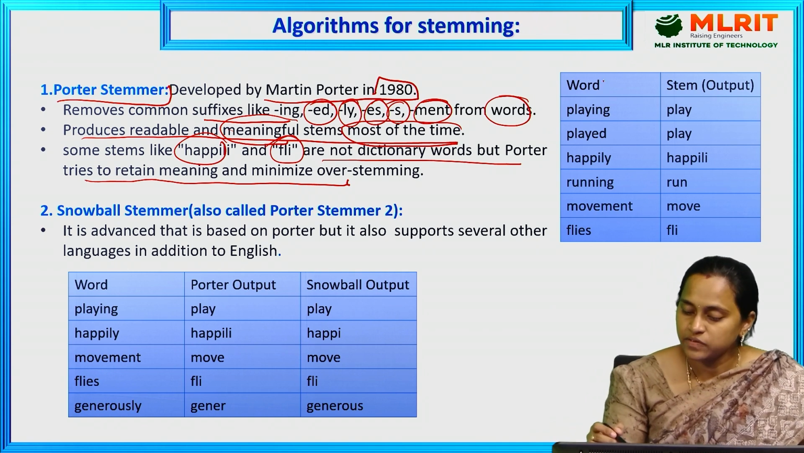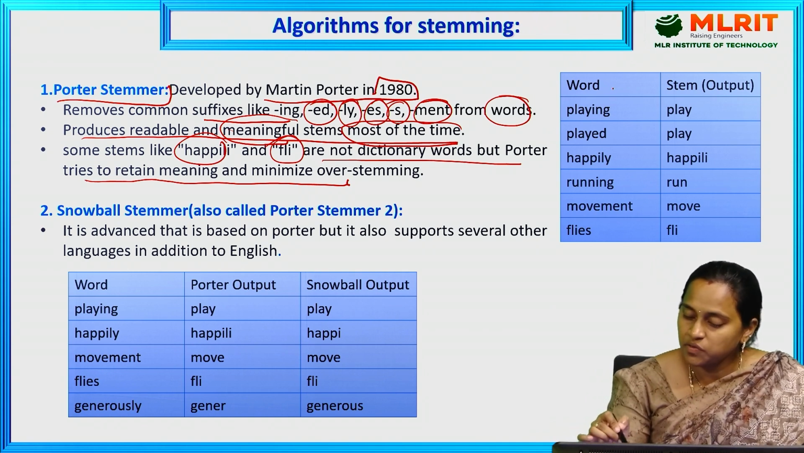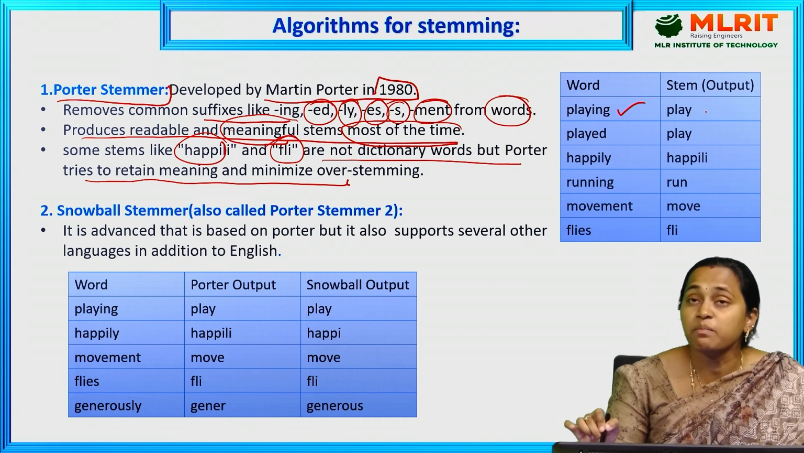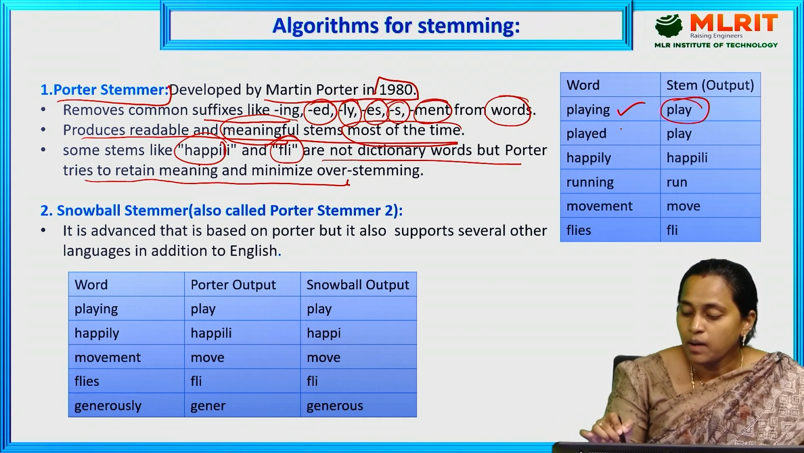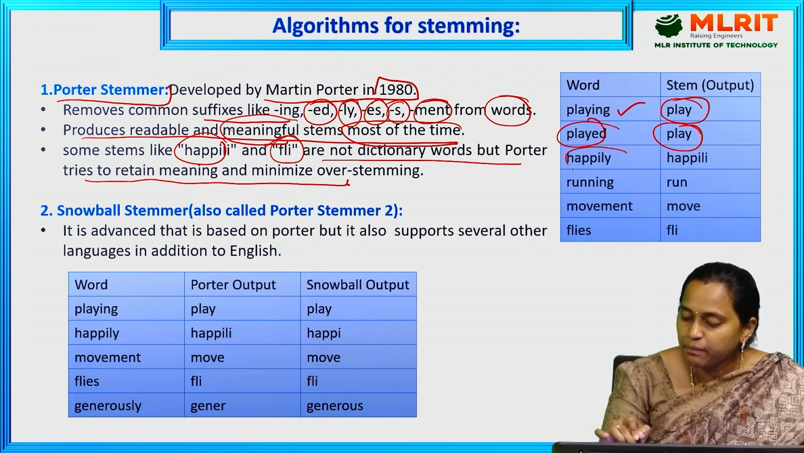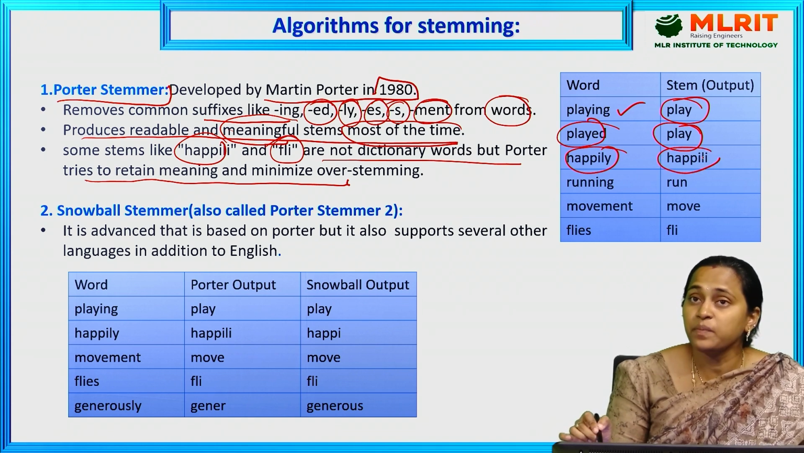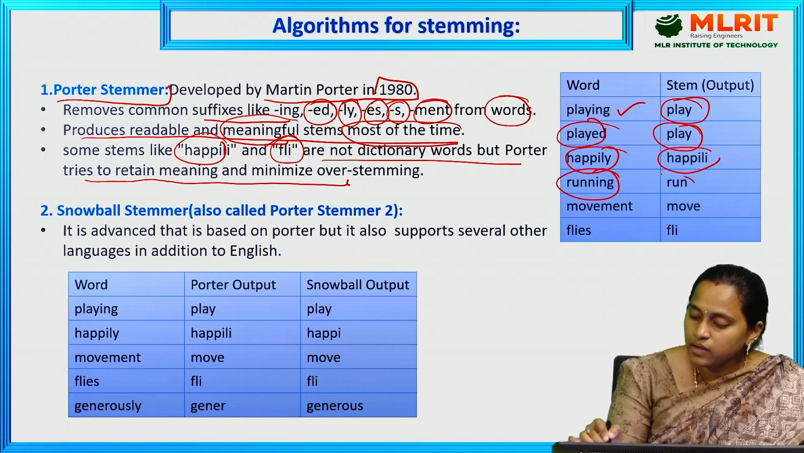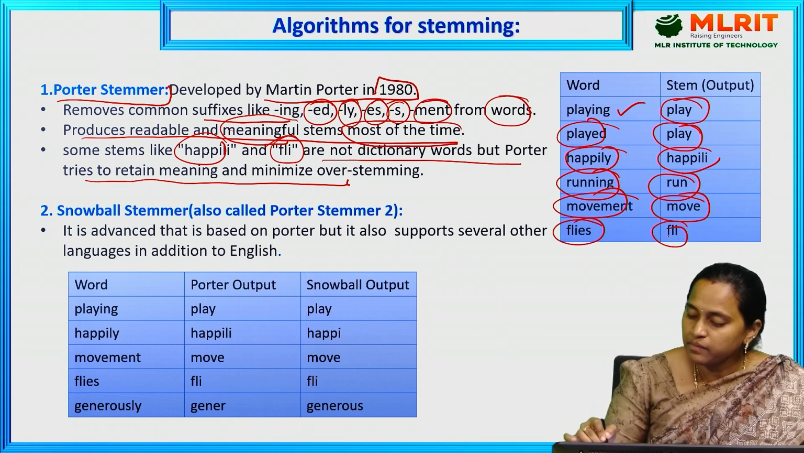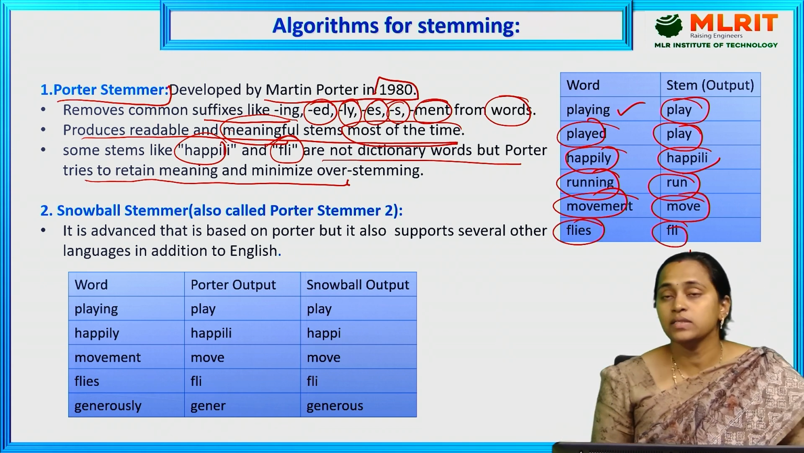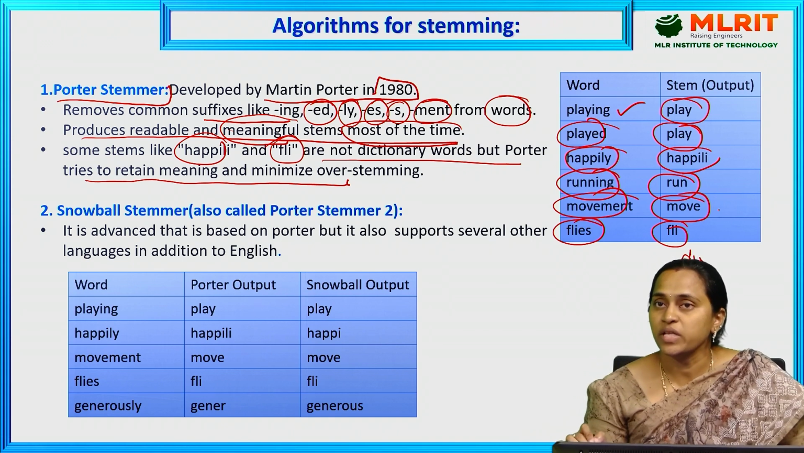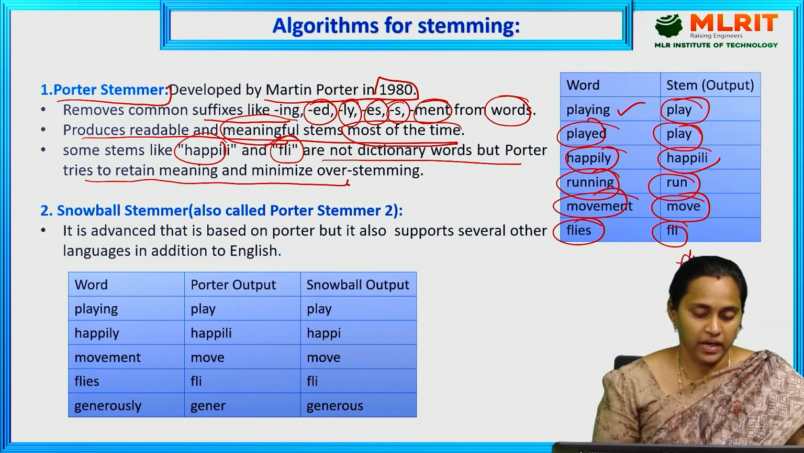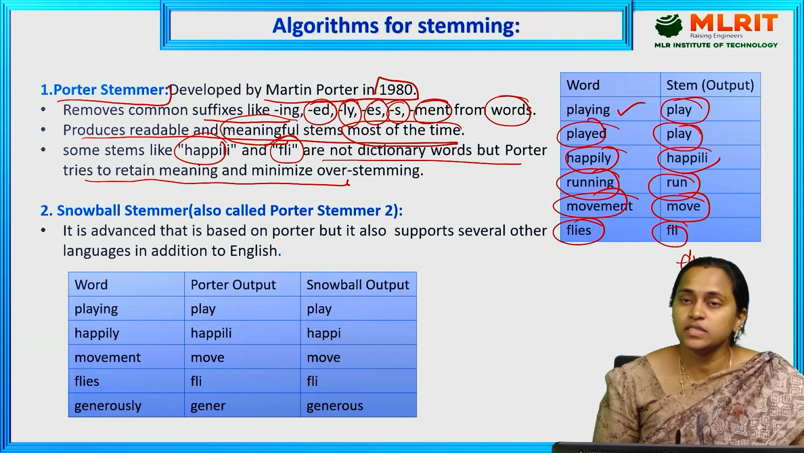Let's see some analysis of some words here, using Porter stemmer. Playing, the root word is play. Played, play. But happily becomes happili. Running, run. Movement, move. Flies, fli, but the exact root word is fly. It will not show the exact one. This is the main purpose of the Porter stemmer: to try to minimize the stemming.